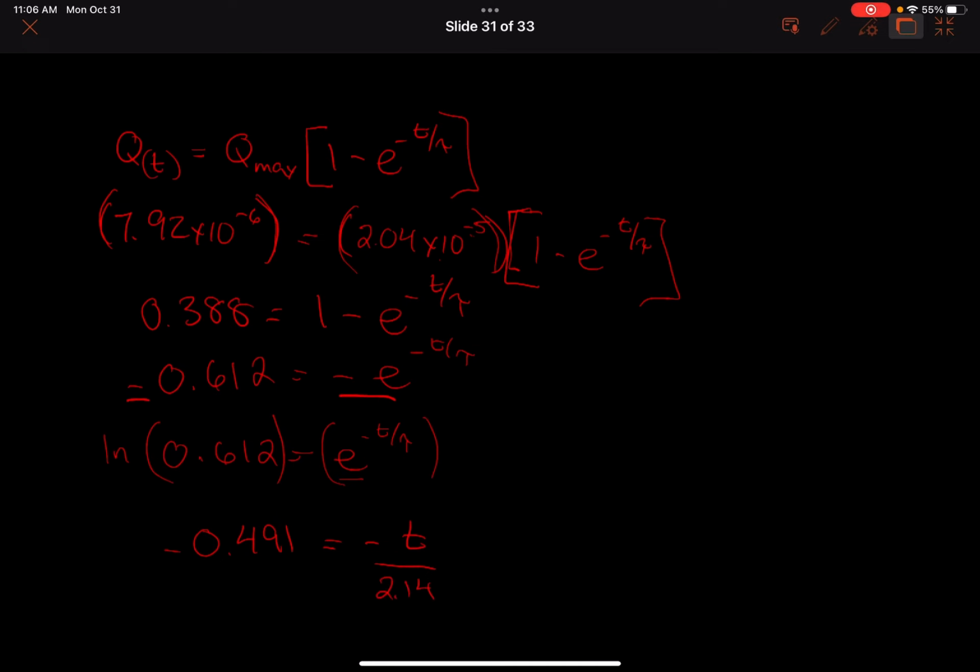Okay? So once we're here, we have negative on both sides, so we can multiply both sides by -1 to make them both positive, and then we can bring that 2.14 up to the other side. So I'm going to multiply 2.14 and 0.491 to get a time of 1.05 seconds. So that, my friends, is how we solve for time in a charging or discharging question.